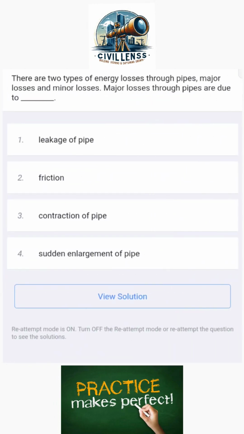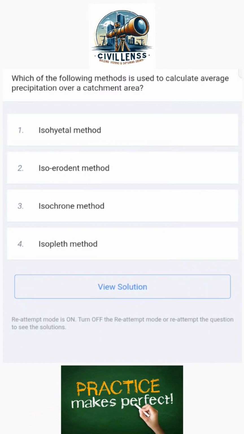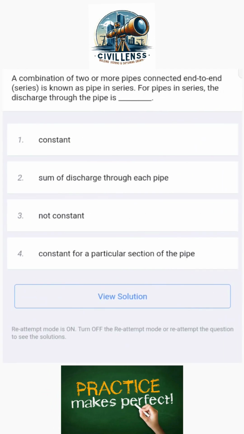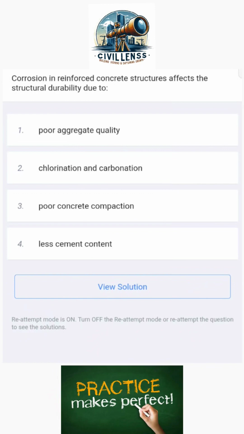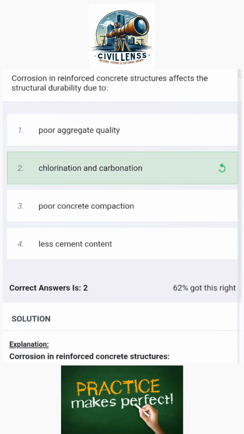There are two types of energy losses through pipes: major losses and minor losses. Major losses are due to friction. Next, which of the following methods is used to calculate average precipitation over a catchment area? It is the isohyetal method. Next, a combination of two or more pipes connected end-to-end is known as a pipe in series. For pipes in series, the discharge through the pipes is constant. Next, corrosion in reinforced concrete structures affects the structural durability due to chlorination and carbonation.